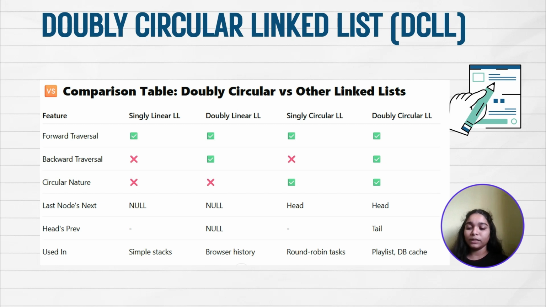And now here is the most important part, application of each type of linked list. So we use the singly linear linked list in simple stack, right? And we use doubly linear linked list in browser history, then singly circular in round robin tasks, and then doubly circular linked list in playlists, LRU cache and all. So this is all about the linked list.